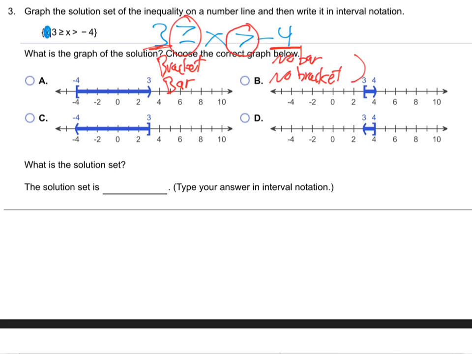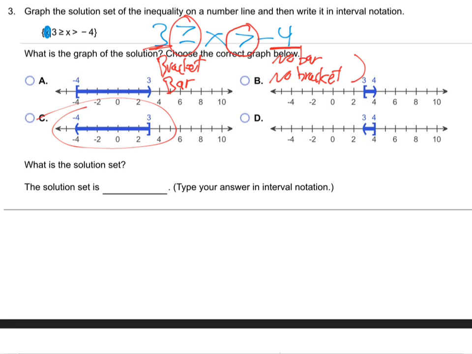Bar goes with bracket. So if they have an equals bar, you're going to have a bracket there. And with the negative 4, there's no equals bar, so there's no bracket. It's going to be a parenthesis. So B goes with B. We're going to have a parenthesis at negative 4 and a bracket at 3. Which one of those has that? C is our answer.